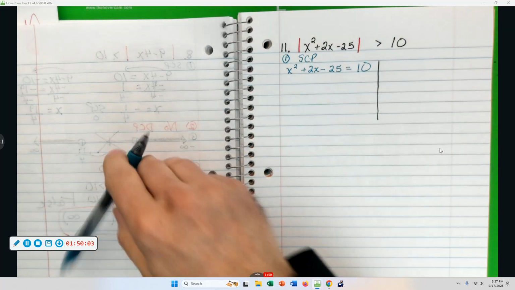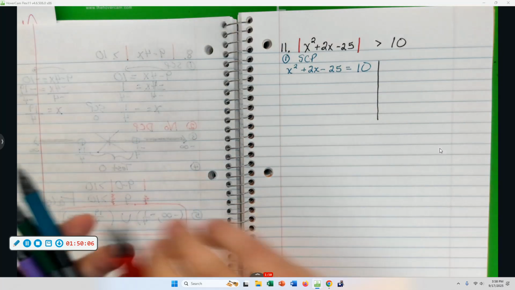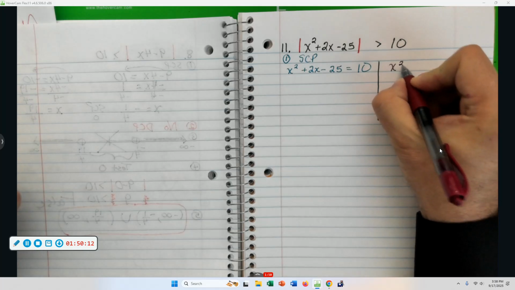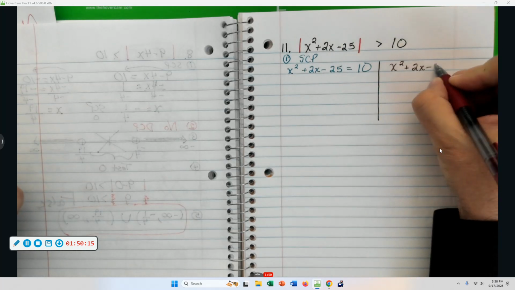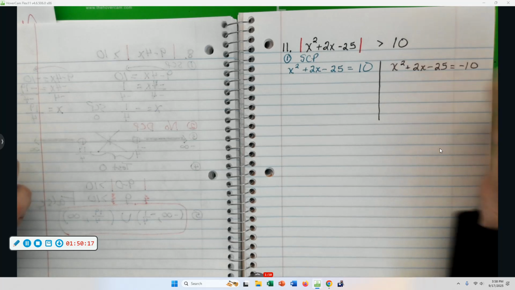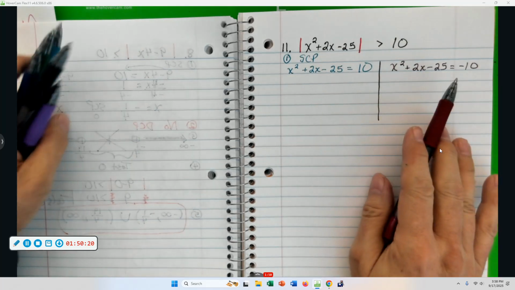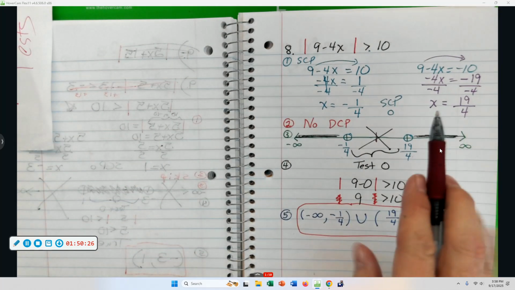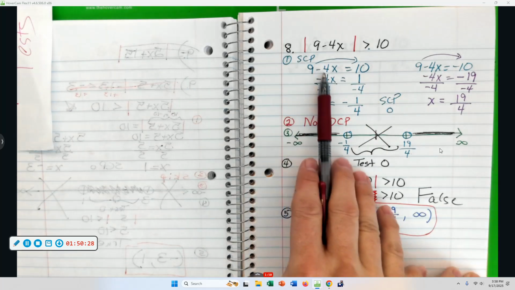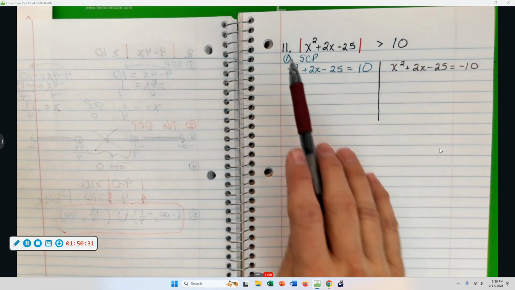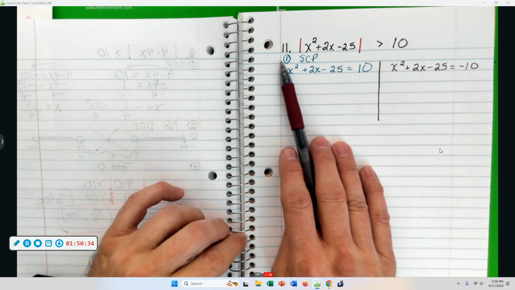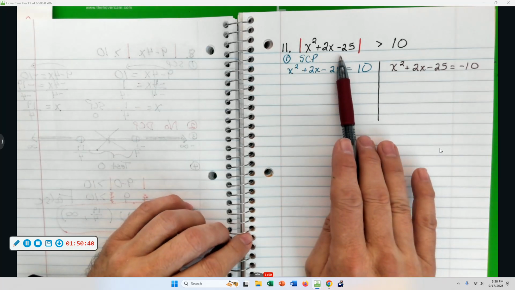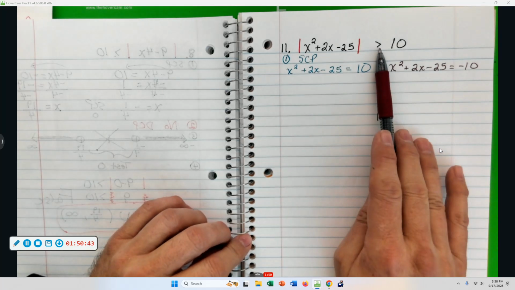I think I'll do a different color. Equal negative: x squared plus 2x minus 25 equals negative 10. So we're going equal positive 10, equal negative 10, very much like the one we just did. The only difference is problem 8 is linear and problem 11 is quadratic. We're solving quadratic absolute value inequalities.